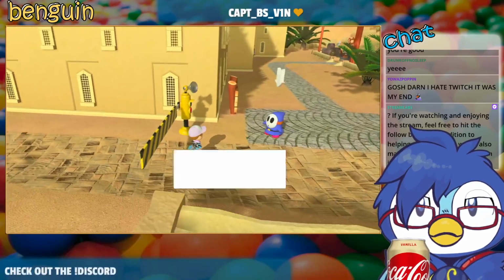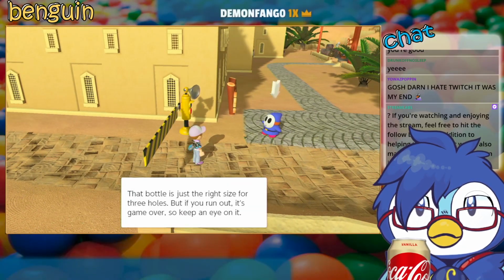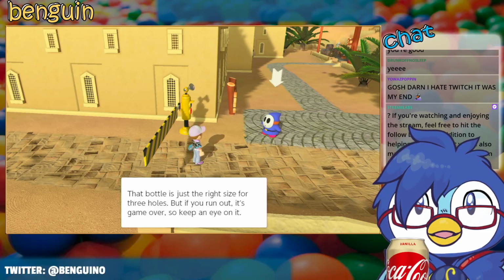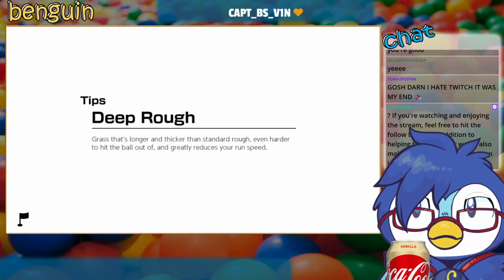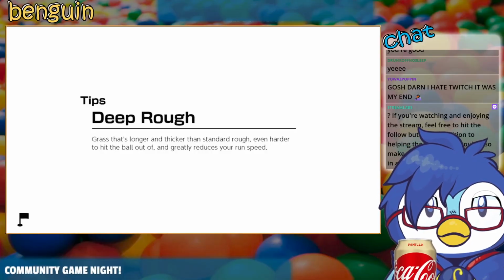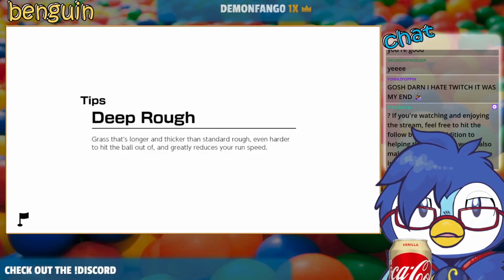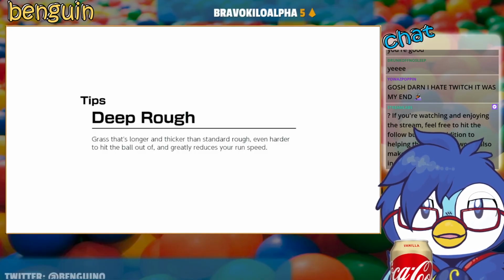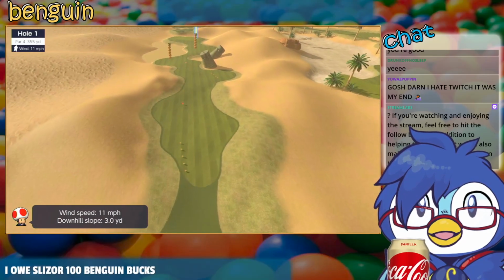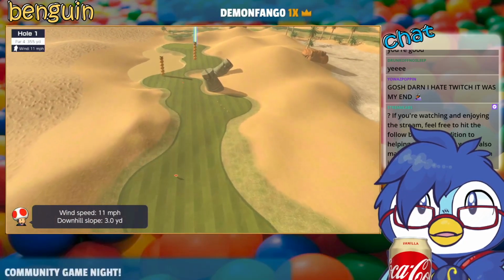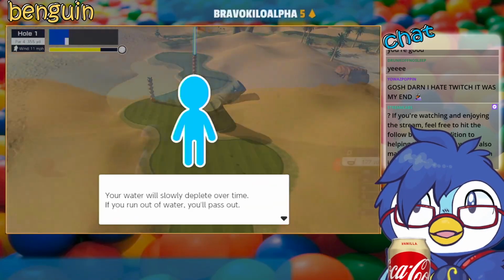Cool, we got a little water bottle. That bottle is just the right size for 3 holes, but if you run out, it's game over. So you have to keep an eye on it. Gotcha. Sounds scary. I know we were struggling last time with the cross-country golf. I wonder how difficult this is going to be, if it's really going to ramp up in difficulty.